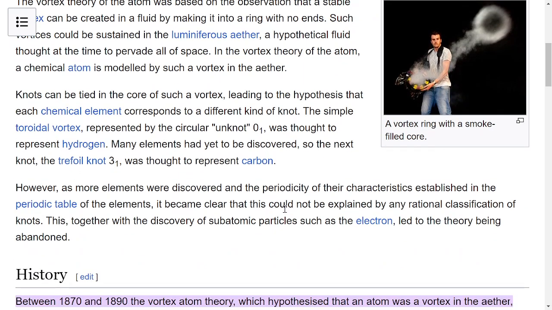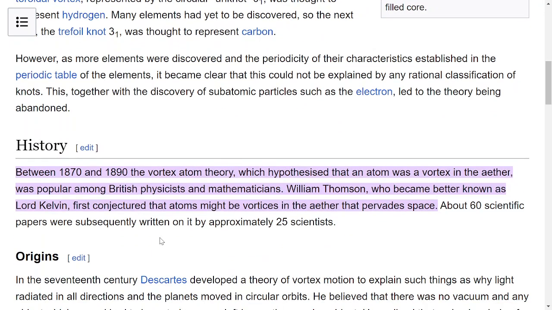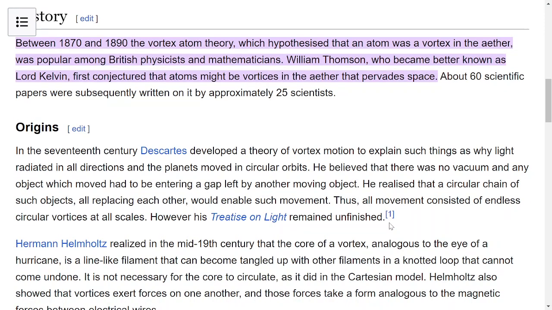So, you can read this in your own time, but there were many papers written on it. And this is the precursor to plasma cosmology. Descartes even spoke about it, etc. Helmholtz.